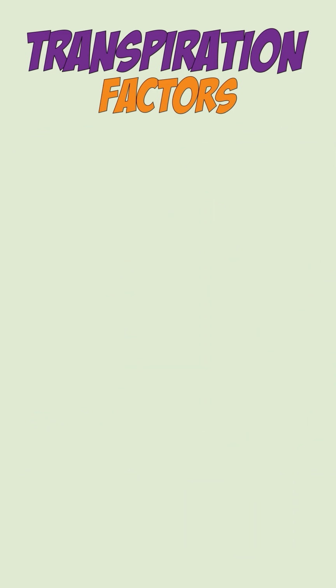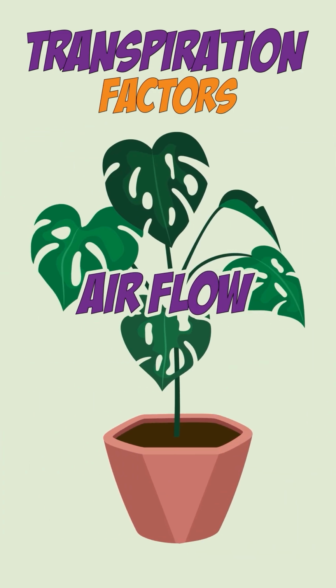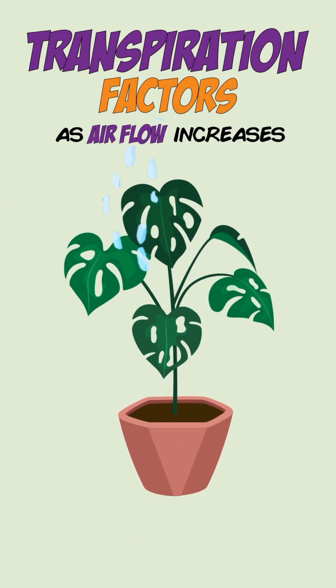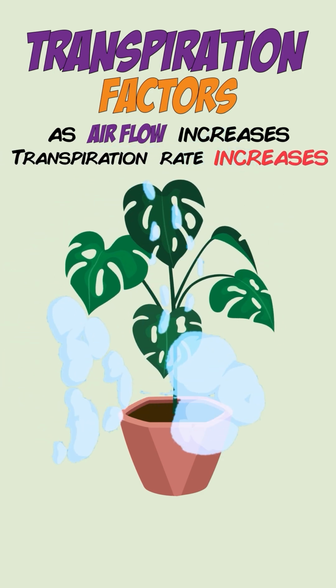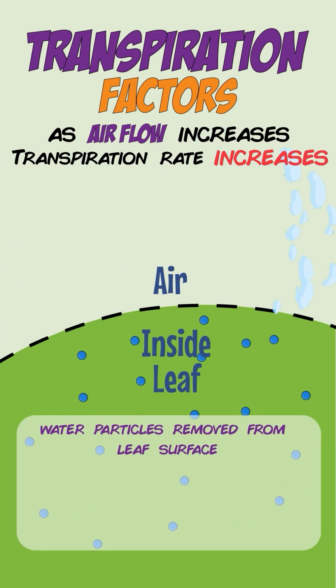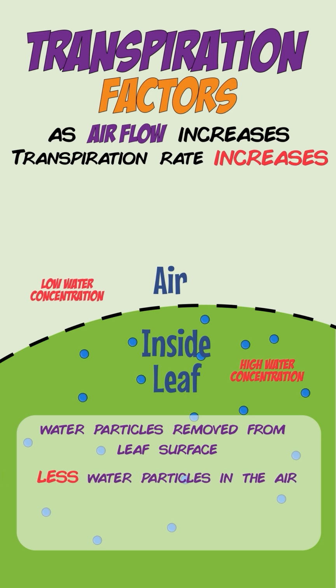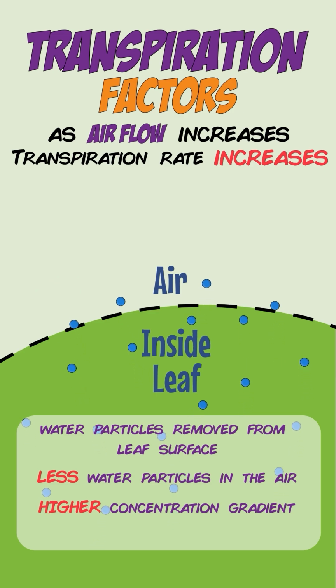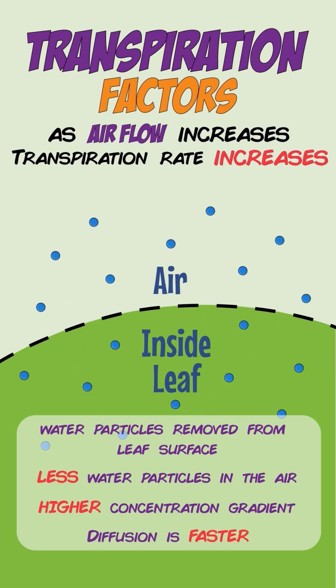The third factor is air flow rate, which is basically the wind speed around the plant. The higher the air flow rate, the faster the transpiration rate. This is because air removes water vapor from the surface of the leaf and keeps the concentration of the water outside the leaf lower than the inside. This increase in concentration gradient makes diffusion faster.